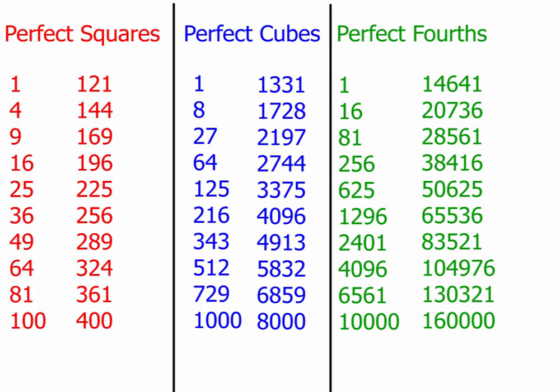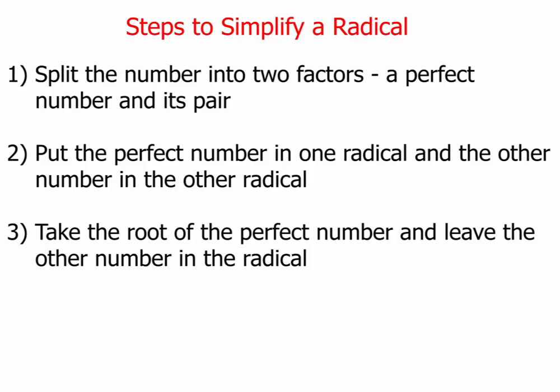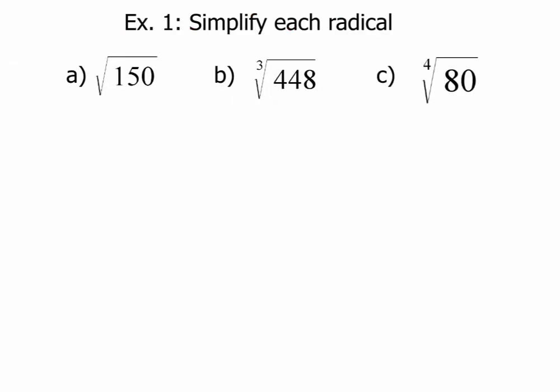So let's talk about the steps to simplify a radical. Our first step is to split a number into two factors, a perfect number and its factor pair. We're going to put the perfect number in one radical and the other number in the other radical. And then we're going to take the root of the perfect number and leave the other number alone. So let's take a look at some examples of how that's going to work.